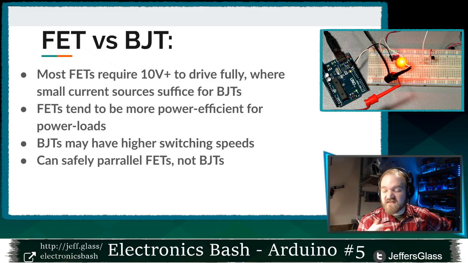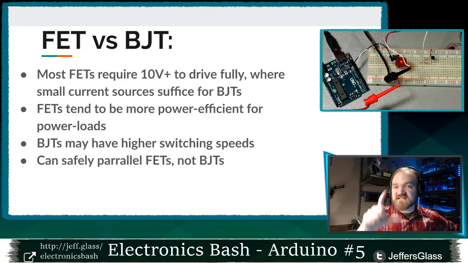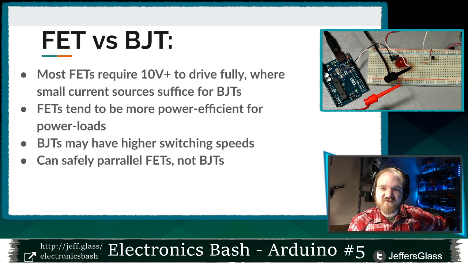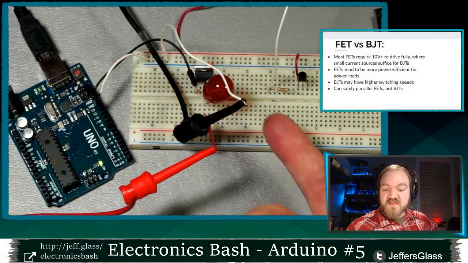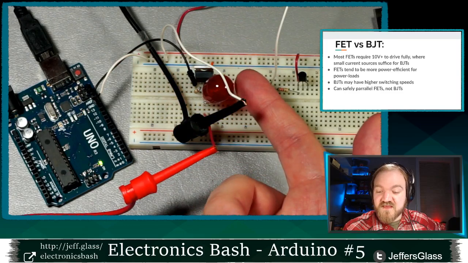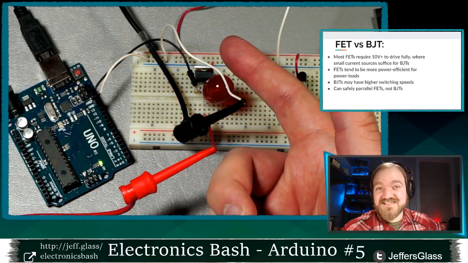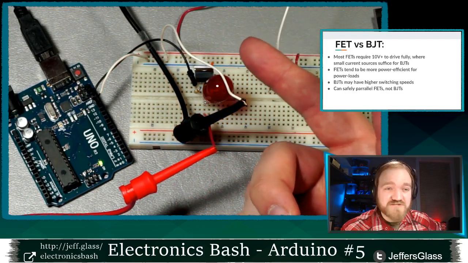Most FETs, with the logic level FETs being an exception, to turn them on as much as you can, to get the resistance across them as low as possible, that gate voltage really wants to be close to about 10 volts. 5 volts will suffice for turning them on. I mean, certainly you can see we're running over here. This FET that I'm using, the IRF510, the resistance across it when it's on is not as low as it can be, but for my application, that's plenty fine.